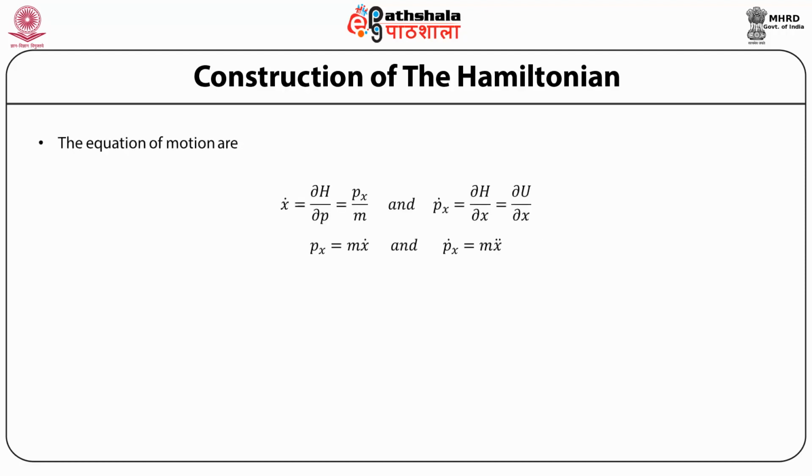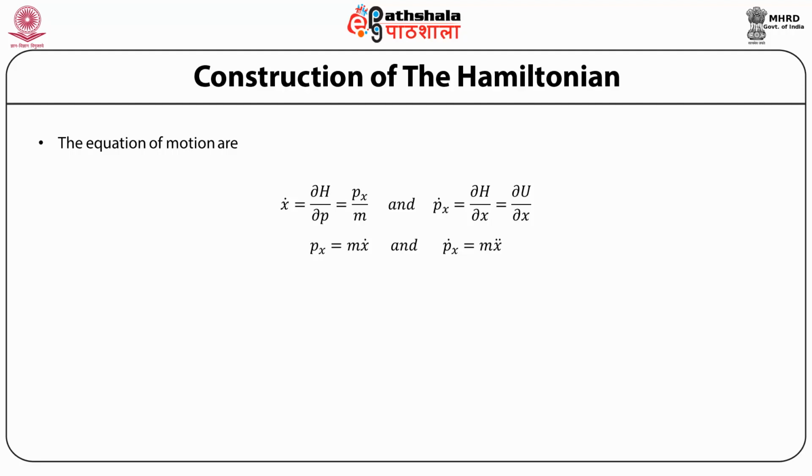Now, Hamilton's equations of motion are given by dH by dx is equal to minus px dot. If you look at the expression for H, it is only the potential energy that depends on the coordinates. So px dot is equal to minus the partial derivative of U with respect to x, and x dot, which is defined as the partial derivative of H with respect to px, is equal to px by m.